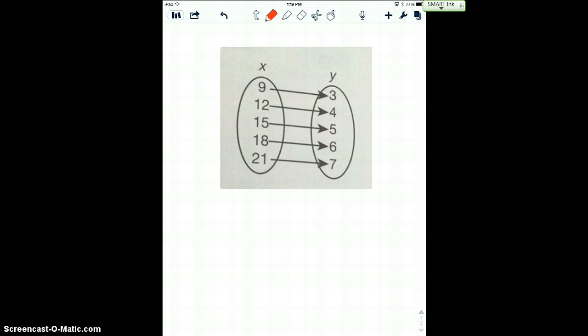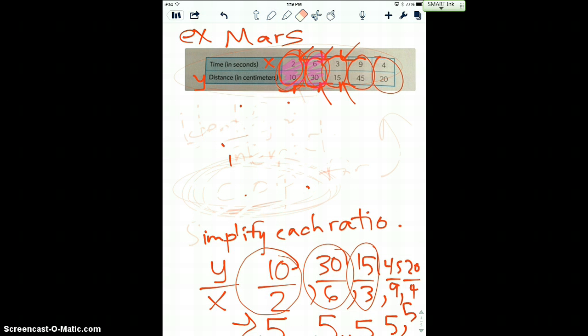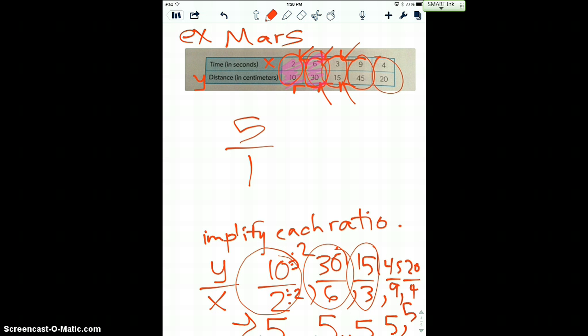So we have the ratio. I'm going to write it here. We simplified all those down, and it was 5 to 1, right? Because I divided both these by 2 and got 5 to 1. Divide both these by 6, got 5 to 1. Divide both these by 3, got 5 to 1. Divide both these by 9, got 5 to 1, and so forth. So here is my constant of proportionality. I identified it. That's what it is, where they all remain the same.